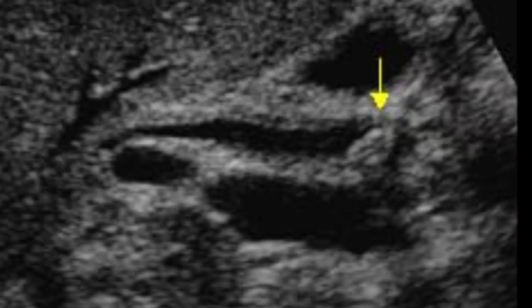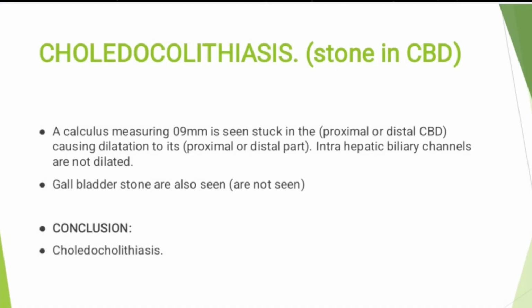Another quick review of an image: you can appreciate a well-defined echogenic calculus. You have to measure the size. This is within the CBD, especially the proximal CBD, and the part distal to it is dilated. So now we are going to look at how we will write this in the report and how we will write the diagnosis, writing the report for a stone within the CBD.